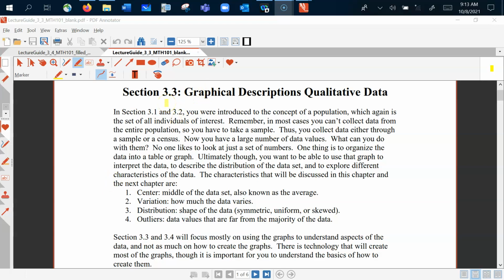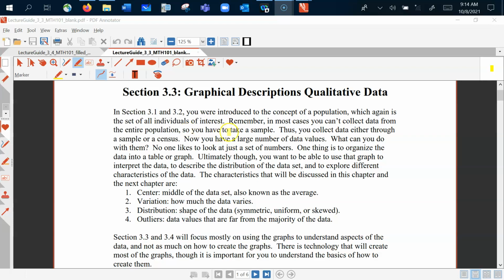All right, in this section 3.3, we're going to be looking at graphical descriptions of qualitative data, and in 3.4, we'll look at graphical descriptions of quantitative data. So in 3.1 and 3.2, we were introduced to the idea of a population, which is again the set of all individuals of interest. But remember, in most cases, you actually can't collect data from the entire population. It's simply impractical, could be timely, it could be expensive, it could just be impossible as well.